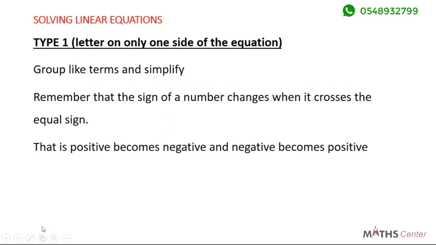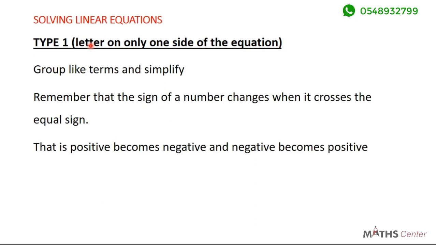So let's begin with the first type. The first type is equations with a letter on only one side of the equation. The letter here refers to the variable. So in this type of equation, the variable is on only one side of the equation. We are going to see how to solve this type of equation.